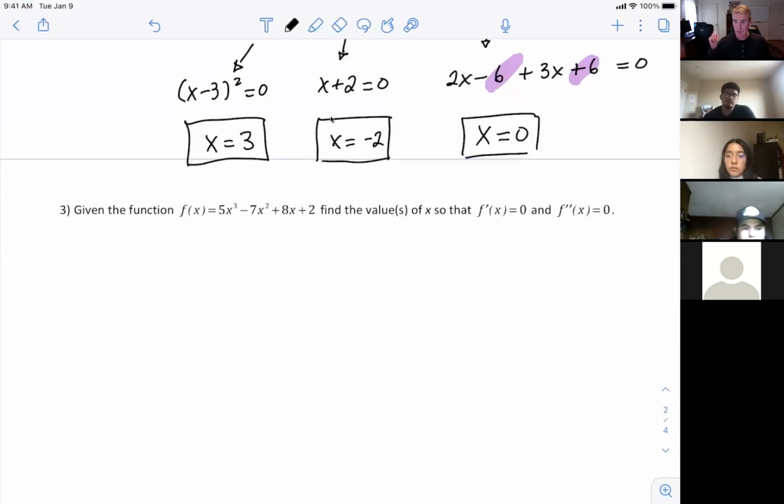Does anybody have any questions? All right, then to number 3. When does the derivative equal 0? And when does the second derivative equal 0?